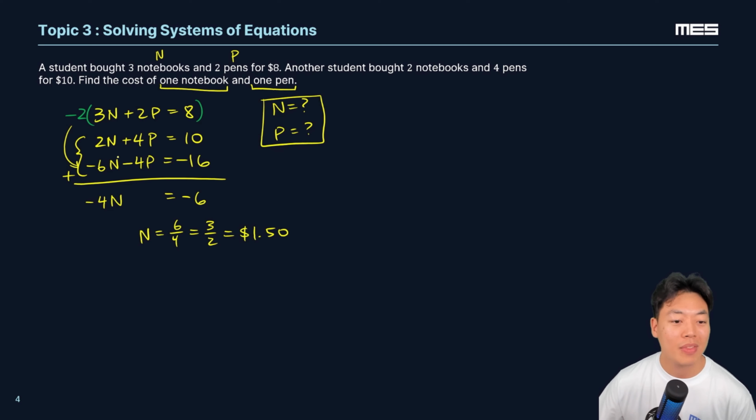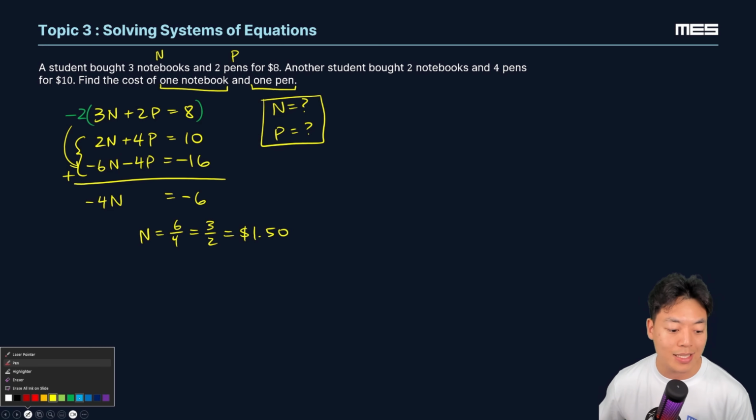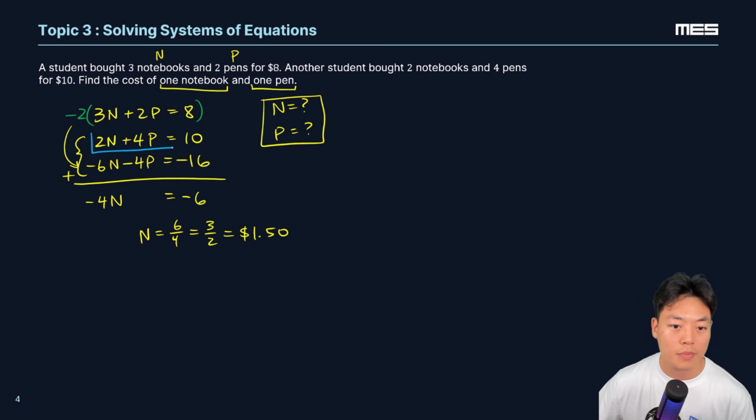Now we can find how much 1 pen costs by plugging this 1.5 back into one of the n's. Now, it seems easier for us to plug this 1.5 for n into the second equation that we see, because when we do 2 times 1.5, that gives us a whole number of 3, whereas 3 times 1.5 would have given us 4.50, and that's a little tougher to work with.